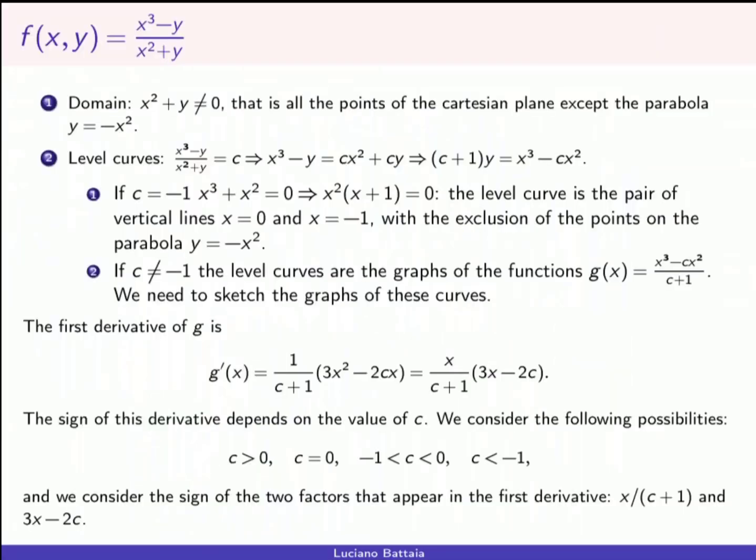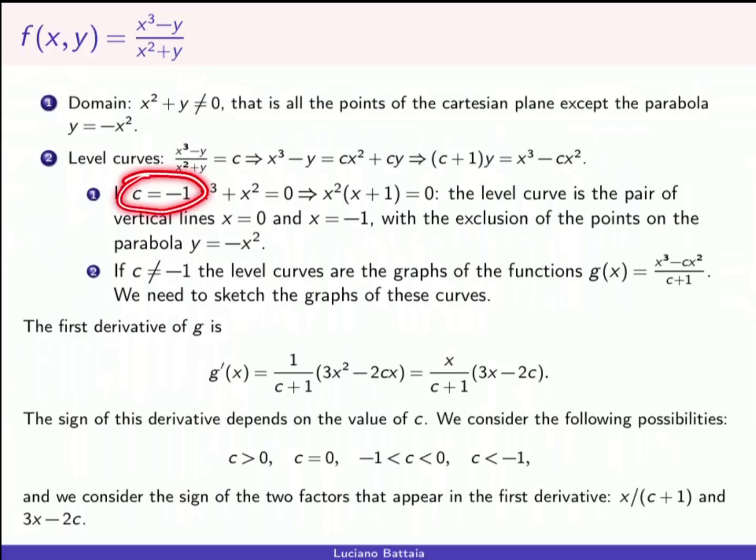As a final example of this collection of exercises, consider the function (x cubed minus y) over (x squared plus y). The domain is x squared plus y different from 0, coming from the denominator of the fraction, that is all the points of the Cartesian plane except the parabola y equals minus x squared. To obtain the level curves, we use the traditional equation that can be rewritten in this way. Now we must distinguish two situations.